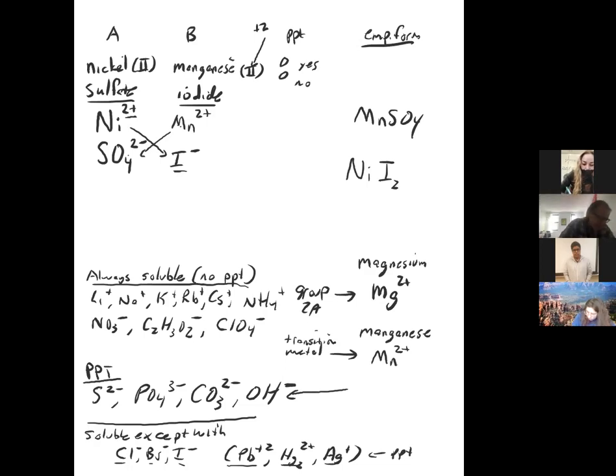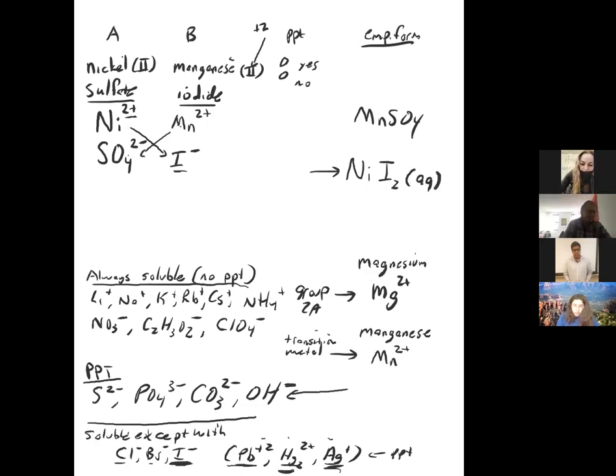Okay. Now, it looks to me as though we can definitely do the nickel iodide because here's our rule. It's always soluble unless it's with one of these, then it's a precipitate. Well, nickel is not one of those 3, so it's going to be soluble. So this is aqueous.